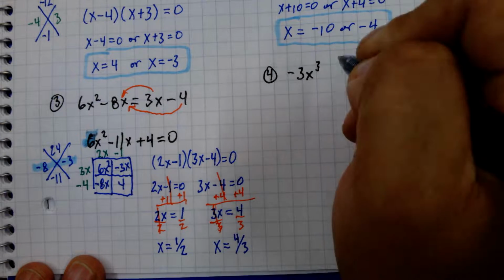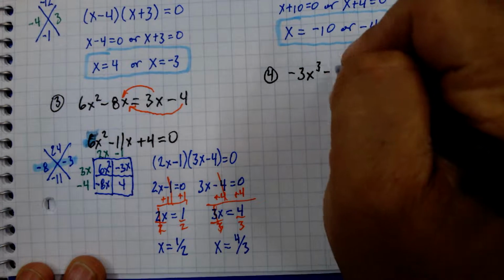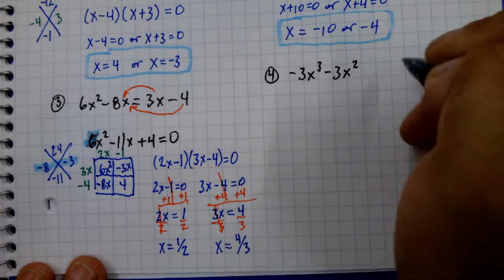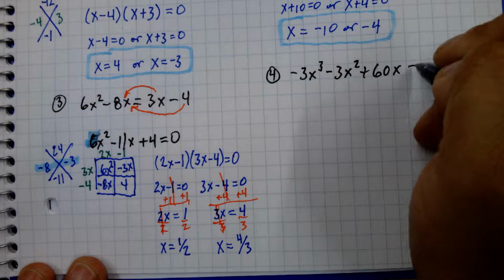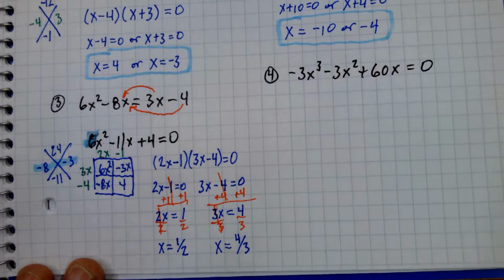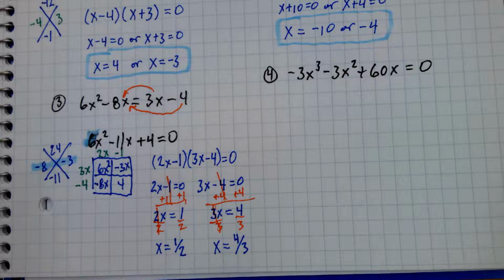-3x cubed minus 3x squared plus 60x equals 0. Okay. So this one's cubic, by the way. So it's going to the third power. What do you notice here? Yes. We can factor out 3x. You notice that 3x does come out of each of these.